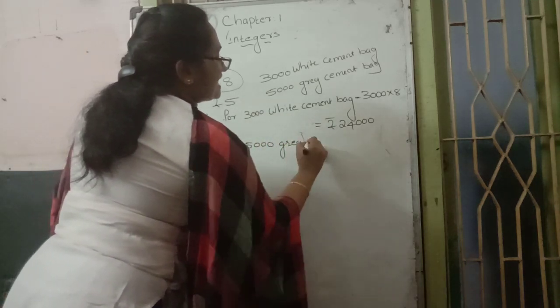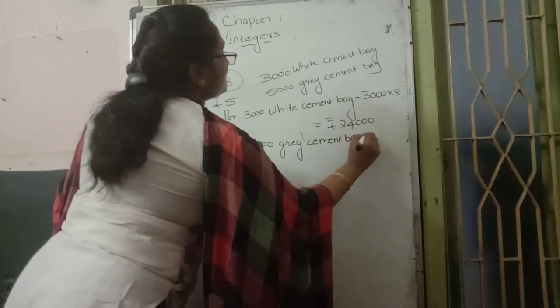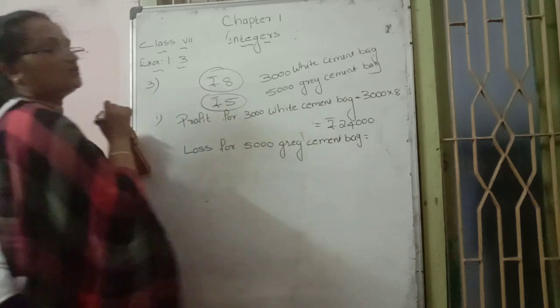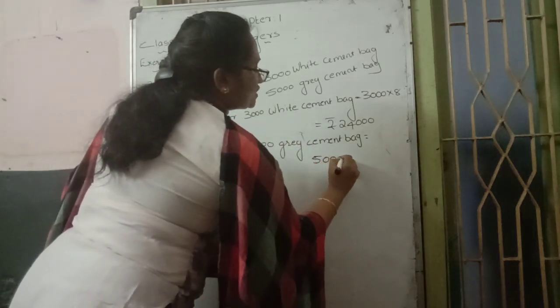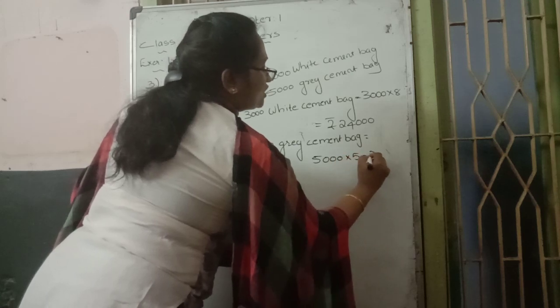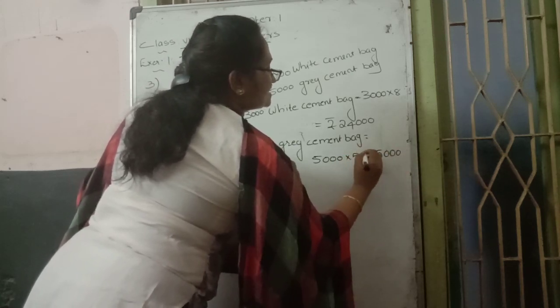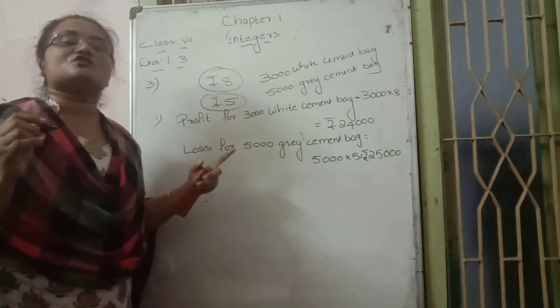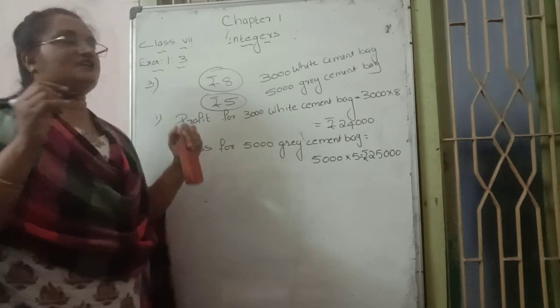Grey cement bag: to find out for each bag how many rupees were lost, 5 rupees. So 5,000 is multiplied by 5. How much are 5 fives? 25. That means how many rupees? 25,000 rupees of loss is happening for that company.